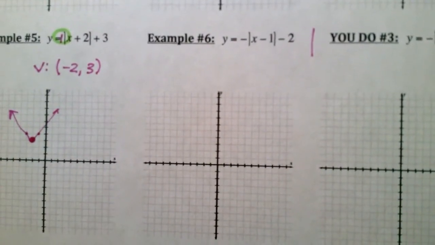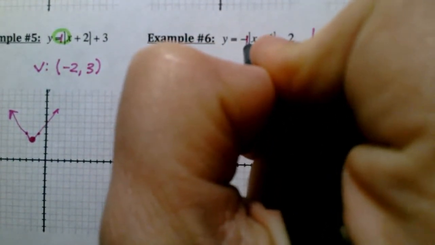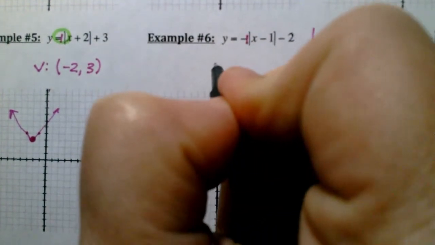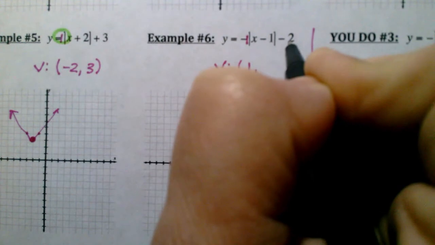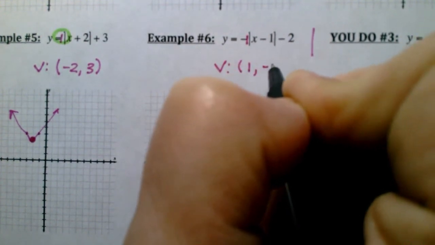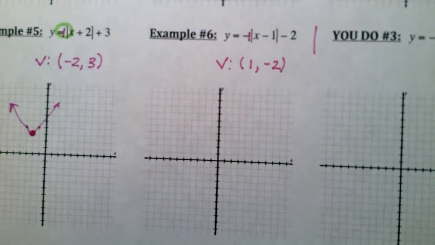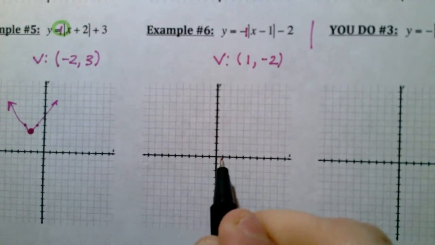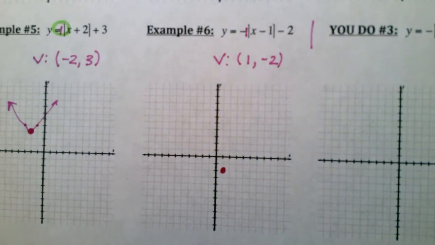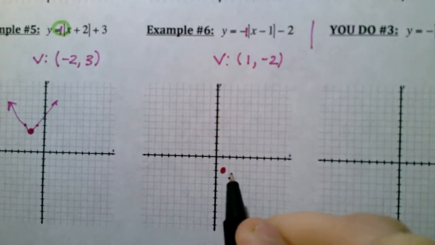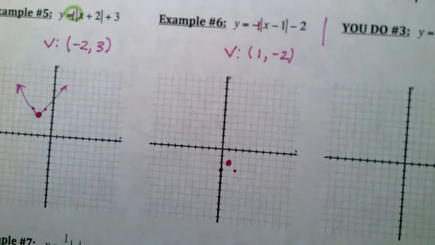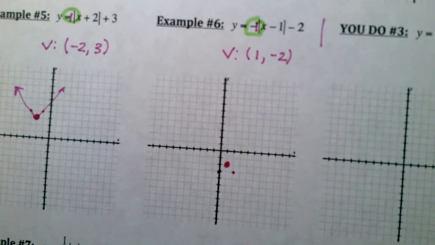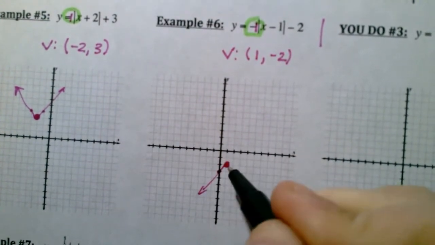Okay, moving to the next example, I'm going to put a 1 in front. My vertex is going to be at the opposite of negative 1, which is 1. Negative 2 stays the same. So I'm going to go right 1, down 2. This is my vertex. Down 1 over 1, down 1 over 1. It opens downward. The slope was negative 1. Draw my V.